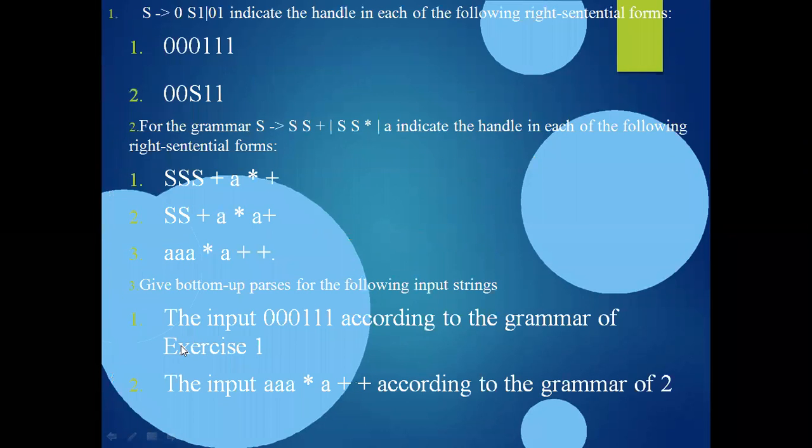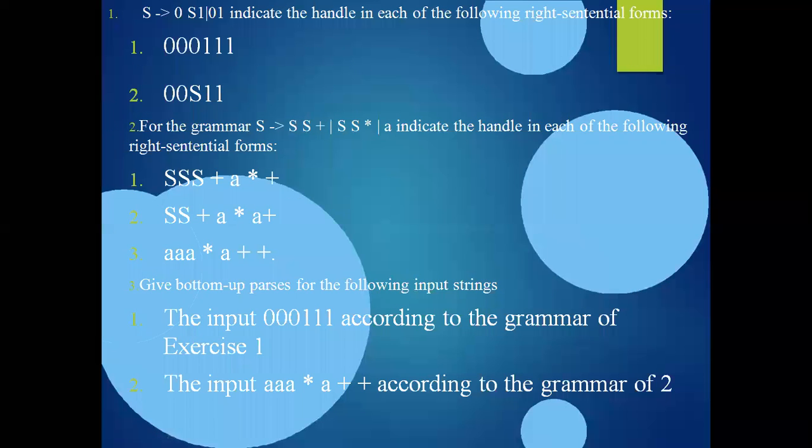All of you make these exercise problems. Make a note of these exercise problems. All of you make a note of exercise problems 1, 2, and 3 again from exercise 1, and this one is also from exercise 2. All of you note down this.